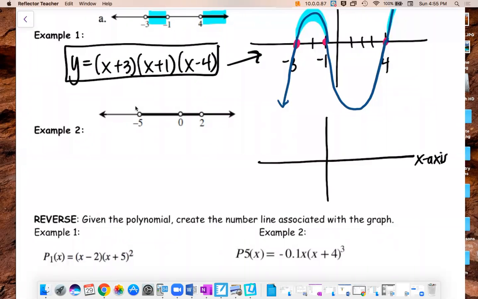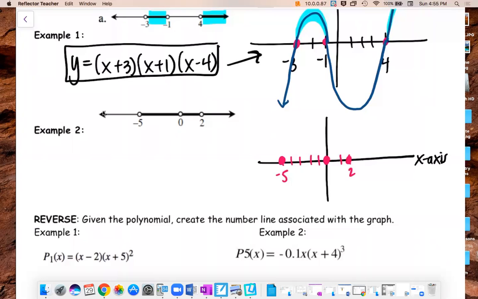Okay, and then these open circles tell us where the x-intercepts are at. So I have an x-intercept at -5, 0, and 2. So I'm going to go and just put x-intercepts at 1, 2, 3, 4, 5. At 0 and at +2 over here. Okay, now we just have to interpret what it's doing.